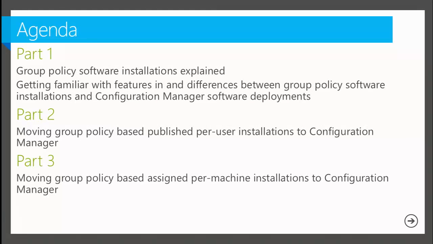This session will be split into 3 different parts. The first part will be getting familiar with the group policy-based software installations, what it is and what are the differences between that and the configuration manager software installations. In part 2, we will be inspecting the published installations or per user installations and how we migrated those to the config manager. And part 3 is the per machine or the assigned installations.